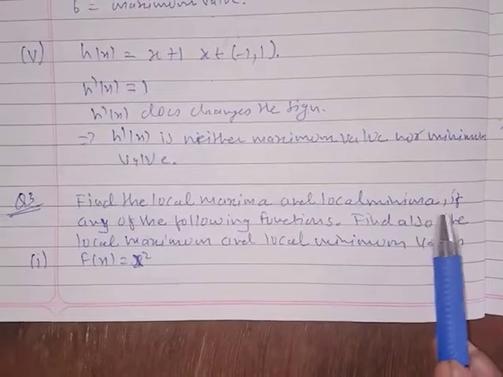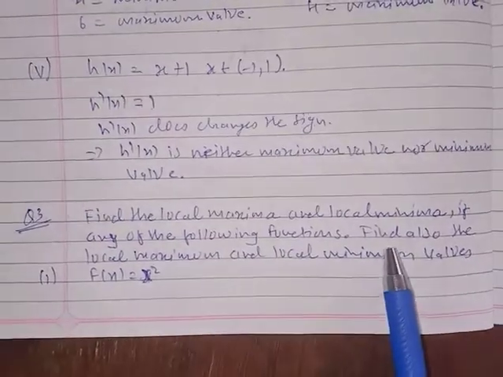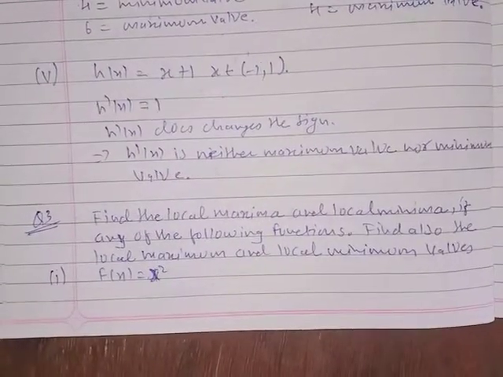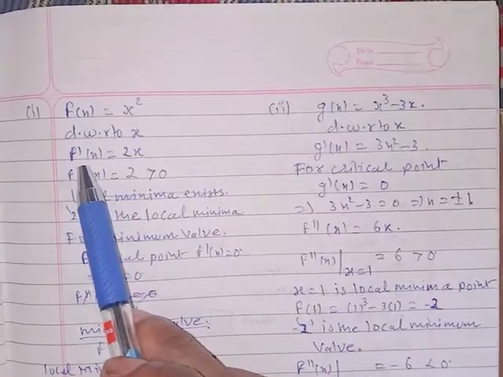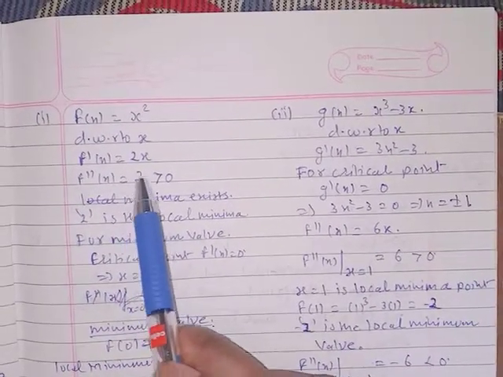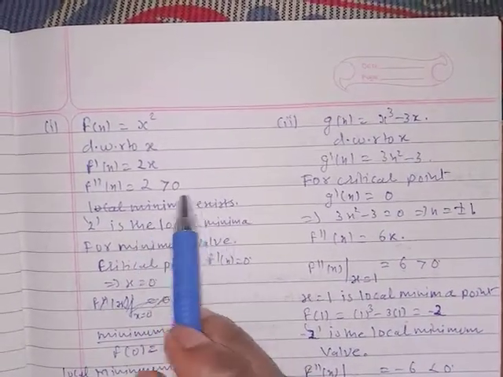Find the local maxima and local minima, if any, of the following functions. Also find the local maximum and local minimum values. First question: f of x is equal to x square. The derivative with respect to x, f dash of x, is 2x, and f double dash is 2, which is greater than 0. Greater than 0 means minimum value.